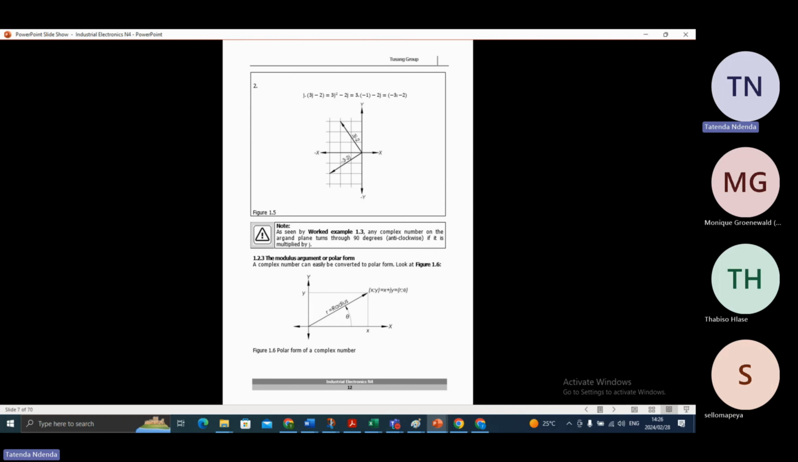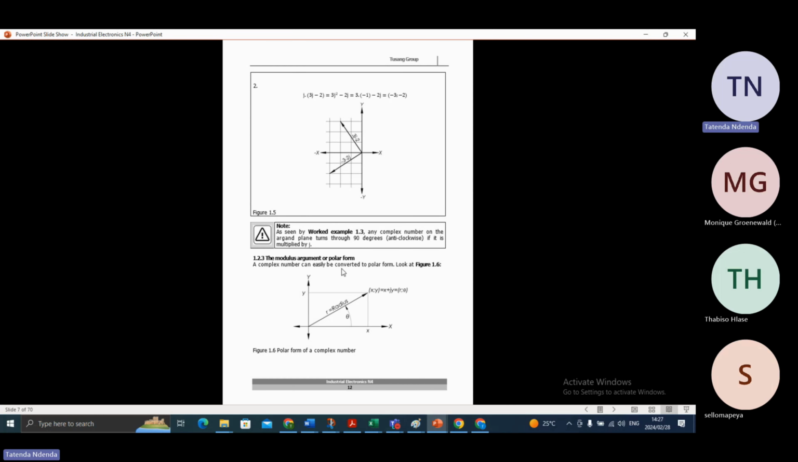Now we go to the modulus argument or polar form. Here, please make sure that you have a calculator. And when you talk about a calculator, please do not buy Sharp, that small one. We need Casio calculators, because if you buy Sharp, it's going to be a very, very tough journey for you to do this form.